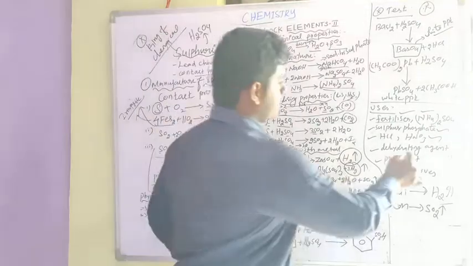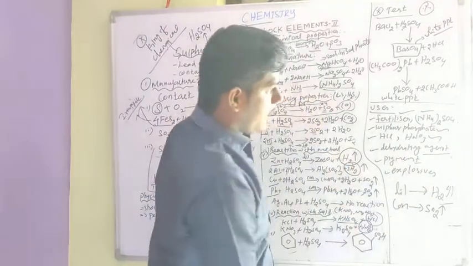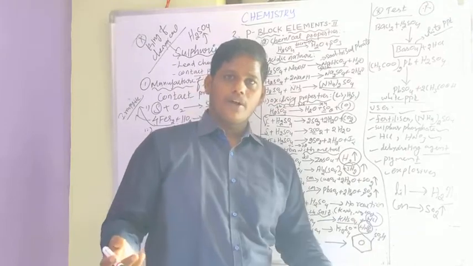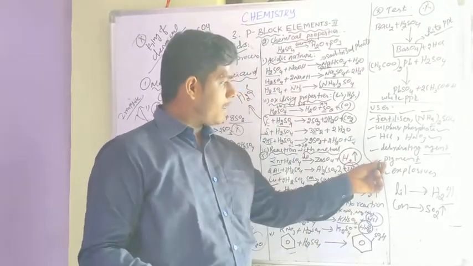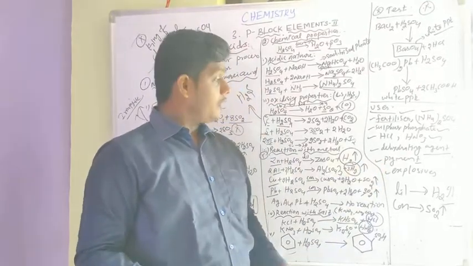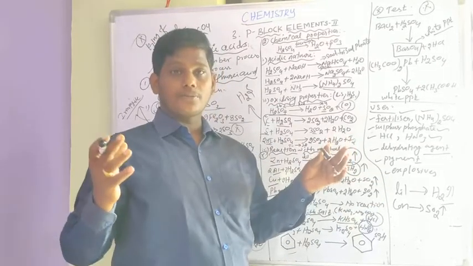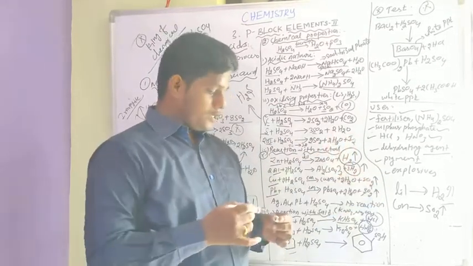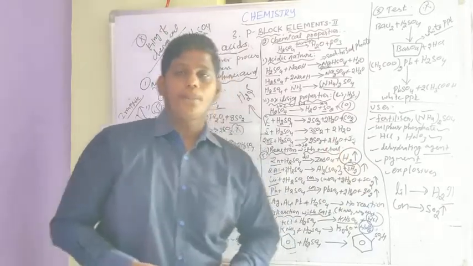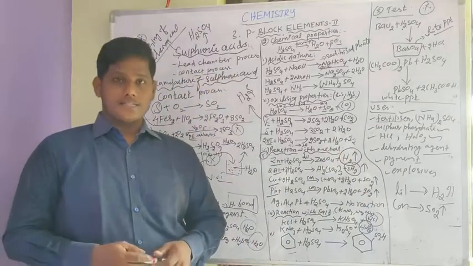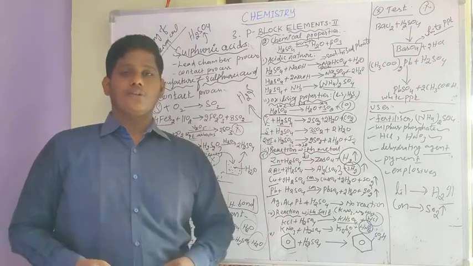Another property: it acts as a dehydrating agent, already discussed, which is the removal of water molecules. It is also used in pigments as a coloring agent, and more importantly in explosives. Nitrate substances are also explosive. These are the more important uses of sulfuric acid.